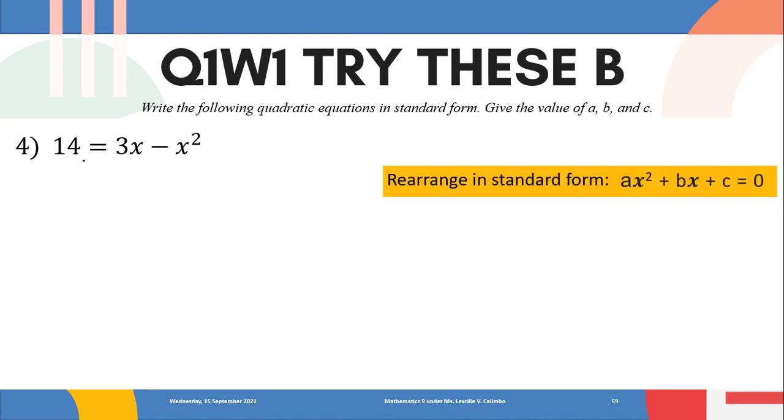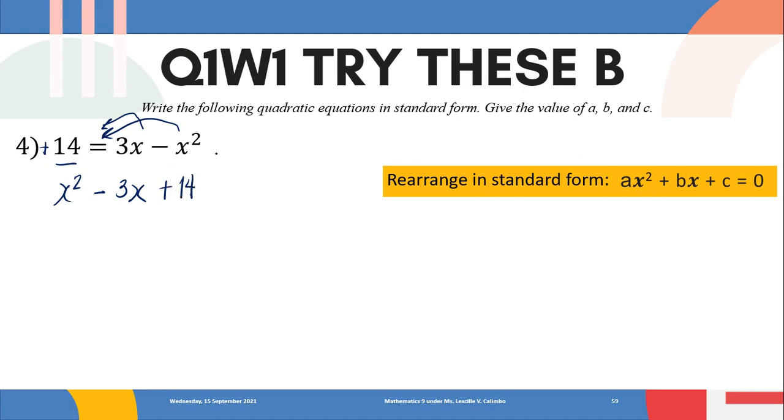So, para gawin yun, we have to transpose this negative x squared to the other side. Ganon din itong si 3x. So, we'll have, from negative x squared, this will be x squared na lang, positive. And then 3x, from positive, it becomes negative 3x. And then, mareretain dito sa left side si 14. So, magiging positive pa lang. Positive pa rin yan. So, plus 14.